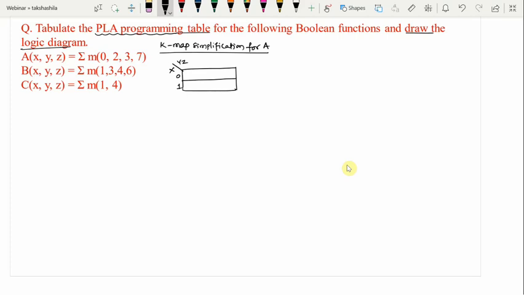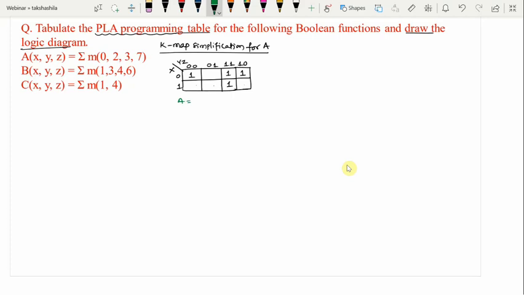This is 0, this is 1, this is 0, 0, 0, 1, 1, 1, and 1, 0. Now what are the minterms given? 0, 2, 3, 7. The minterms are 0, 1, 2, 3, 4, 5, 6, 7. Okay. Now combine them to get the Boolean function for A.